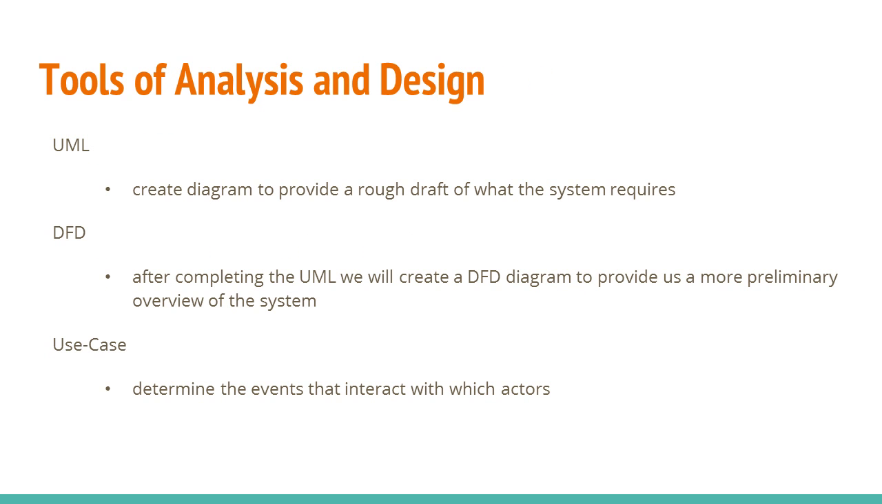We have a list of the tools of analysis and design that we will select from to help us develop the system. A UML diagram provides a rough draft of what the system requires. A DFD diagram provides a more preliminary overview of the system. A use case determines the events that interact with which actors.